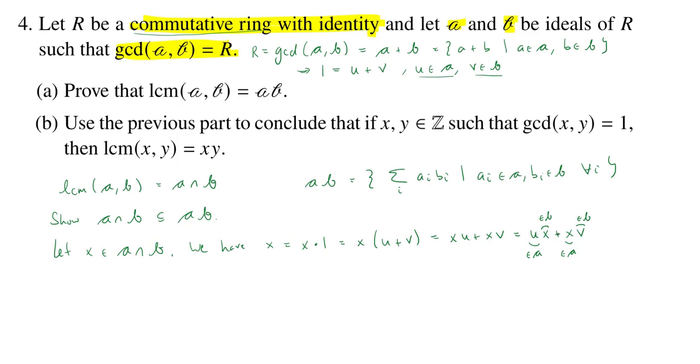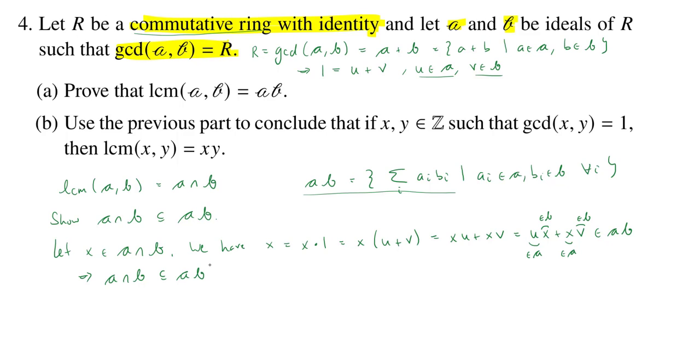And so here I have a sum of products of elements from A and B. Look, it's something in A times something in B plus something in A times something in B. And that's precisely what it means to be an element of AB. Therefore, I've shown every element of the intersection is an element of the product. So we conclude A intersect B is a subset of the ideal AB.